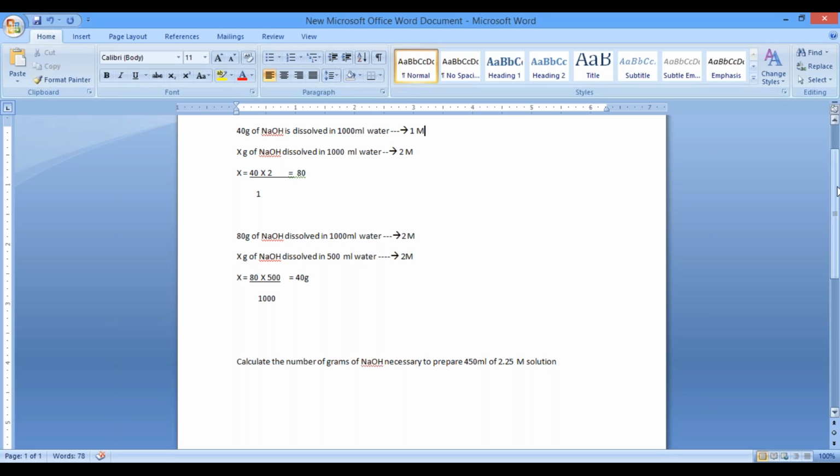Everyone got 90 for the first step? Yes, ma'am. Okay. Then second step, 36 gram. Yes, ma'am. 36 gram of NaOH dissolved in water is 2.25 molar solution.